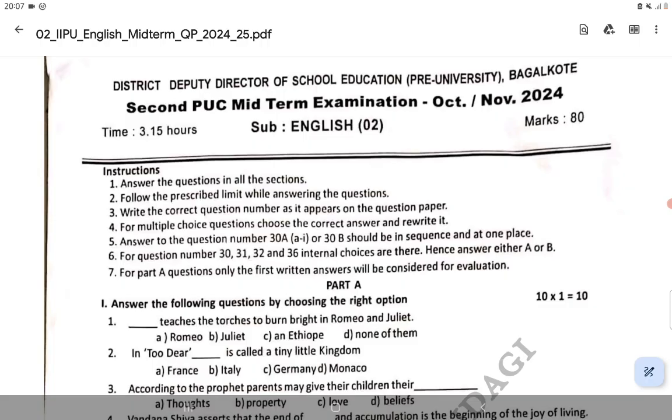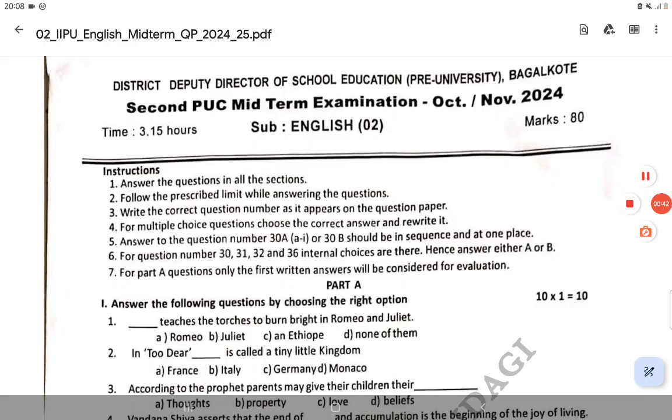Dear students, in this video I am going to explain the pattern of the midterm exam. I am going to address students of English medium and also Kannada medium both. I will use English as well as Kannada as a medium of explanation. Please bear with me, and let's go.